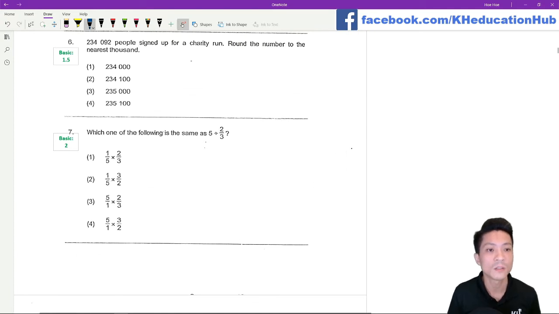Question 6. 234,092 people signed up for a charity run. They want you to round the number to the nearest thousand. So we're going to underline the digit in the thousands place. Round it off to the nearest thousand, it'll be 234, and behind is a 0, right? So it'll be 000. Answer is number 1.